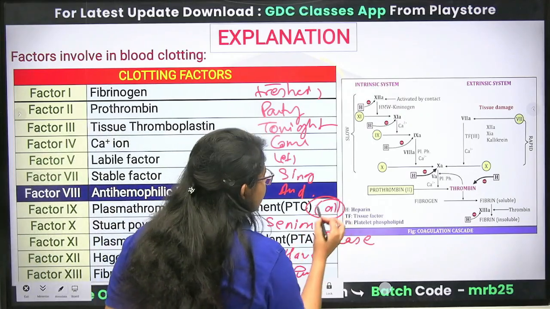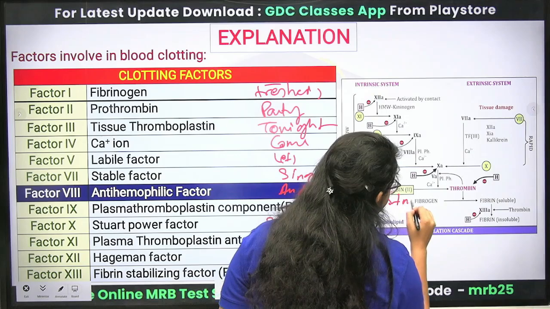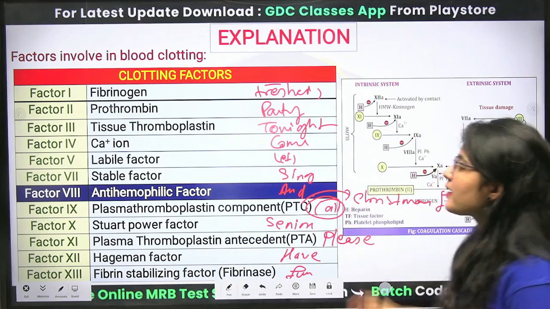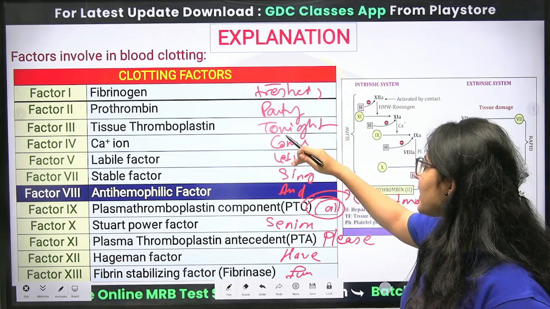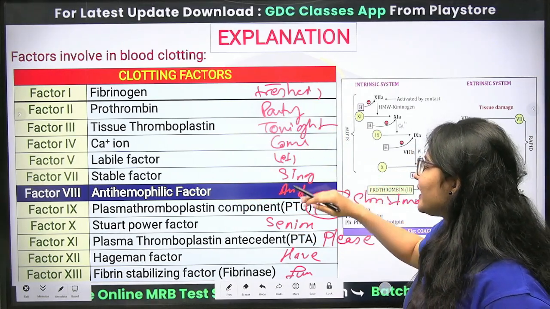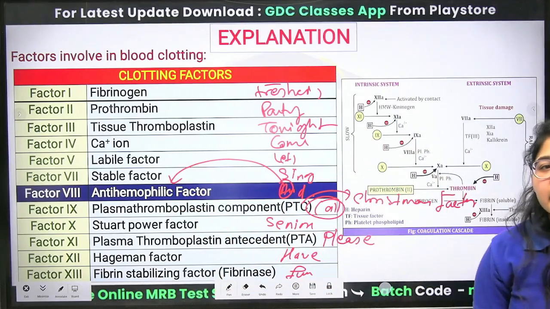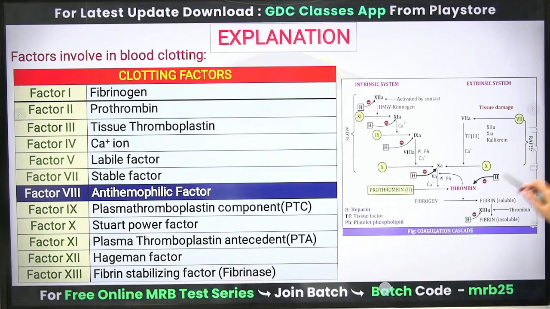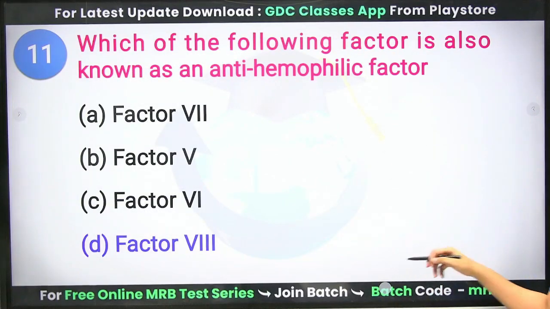This C also represents the Christmas factor. The Christmas factor. Clear? So now factor number 8. So 1, 2, 3, 4, 5. The 6 is missing, and 7 and 8. From A you can understand that it is anti-hemophilic factor, and this is your correct answer. Clear? The 8th factor is your anti-hemophilic factor.